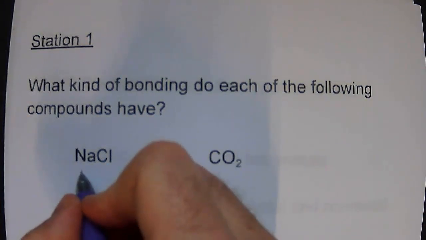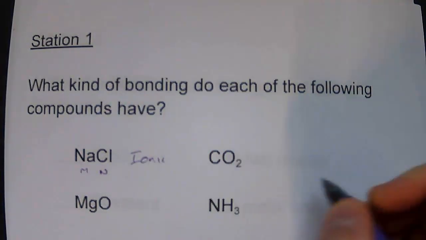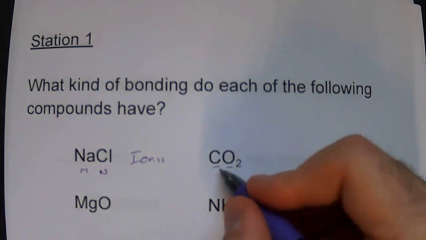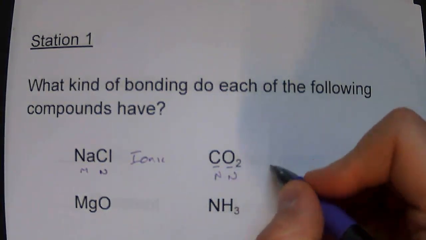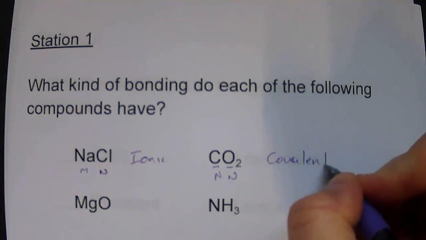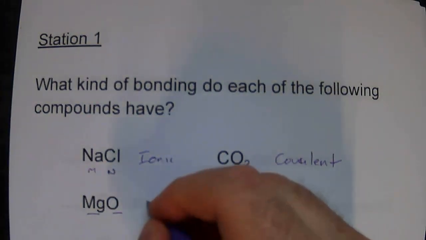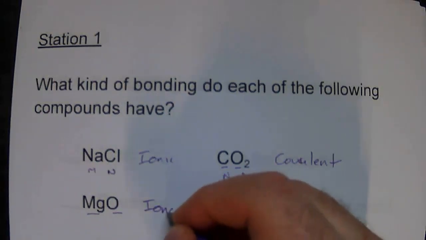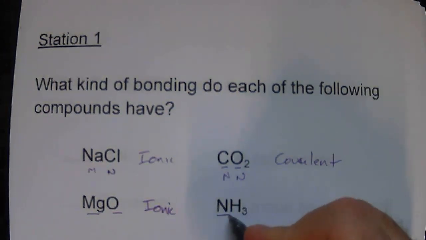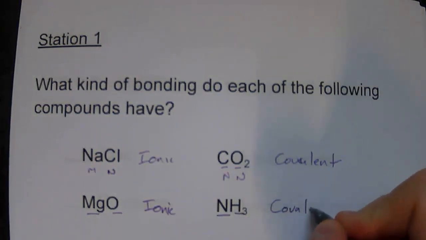So we have this here. This is a metal and a nonmetal, so this is ionic. This is a nonmetal and a nonmetal, so this is covalent. Okay, this is a metal and a nonmetal, so this is ionic. And this is a nonmetal and a nonmetal, so this is covalent.